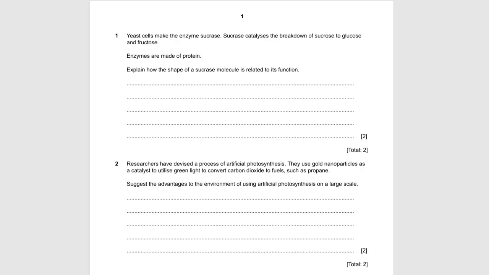Researchers have devised a process of artificial photosynthesis. They use nanoparticles as a catalyst to utilize green light to convert carbon dioxide to fuels such as propane. So now they're asking us to suggest the advantage to the environment of using artificial photosynthesis on a large scale.